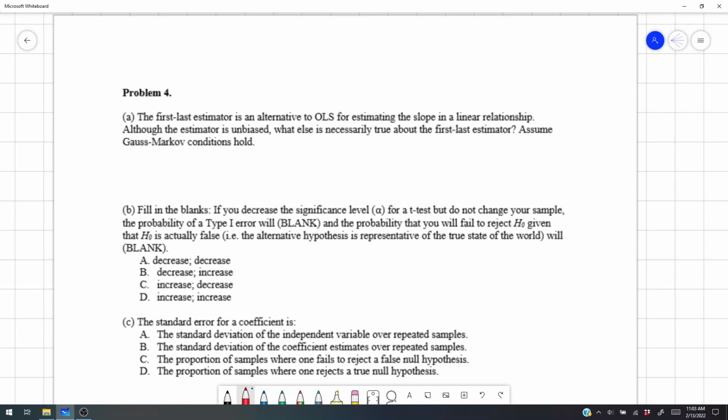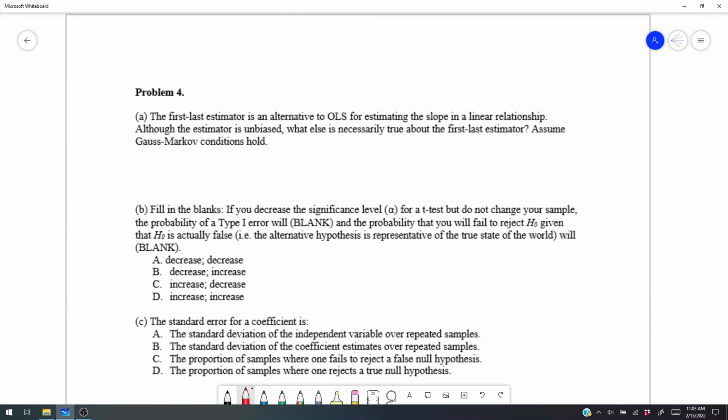Assume Gauss-Markov conditions hold. Well, the first last estimator only uses the first observation and the last observation and draws a line between them. In the case where x was a count variable and x just goes 1, 2, 3, 4, 5, 6, 7, 8, 9, it is unbiased. It's also consistent asymptotically. It's also surprisingly accurate in the simulation that we did in class. But because it only uses two observations instead of using the full sample efficiently, it is not efficient.